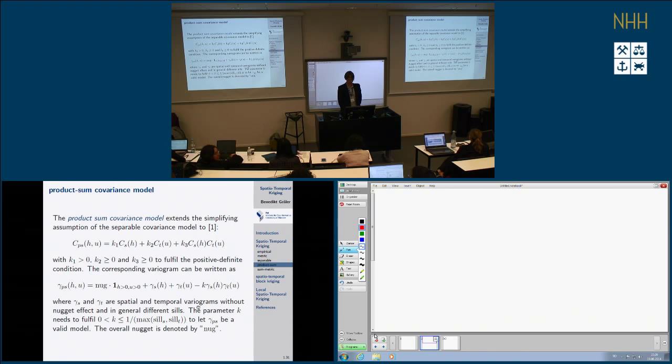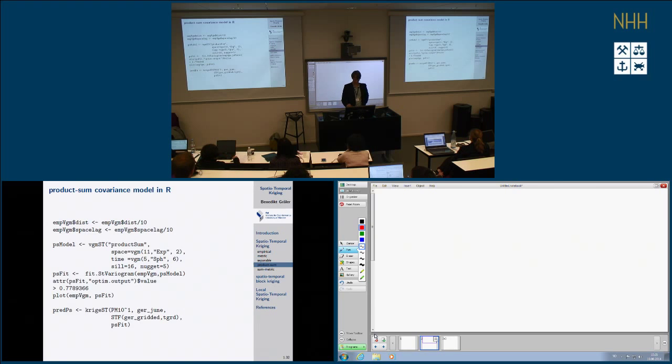And some parameter training. Back to our diagram, the model is written out here, with a nugget, a spatial component and a temporal component. Different from the separable model, where we have a single joint sill, here we can have different sills for space and time, giving us yet more parameters.